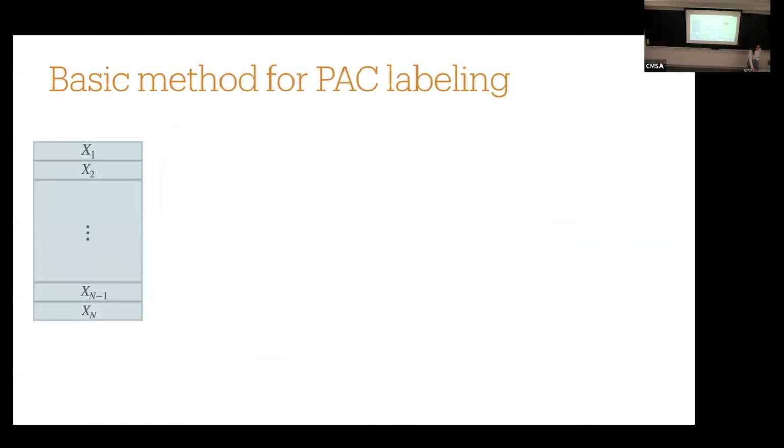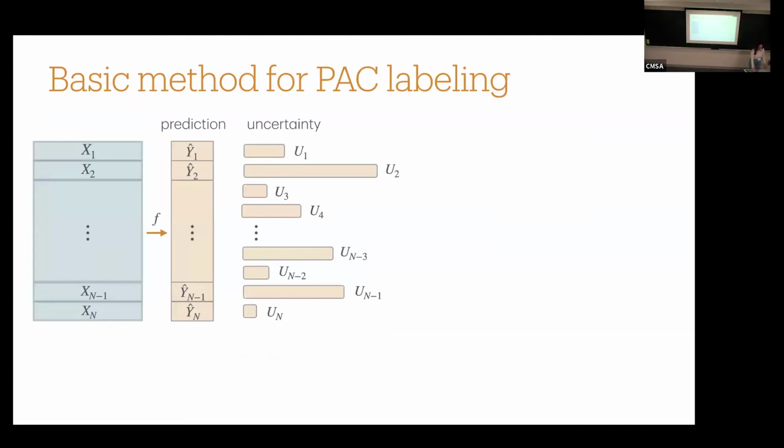Okay, great. So let's look at a first basic method that will achieve this criterion. We have our unlabeled data set x_i. We push this data set through the model f and get these AI predictions y_i hat. And now, in addition, we're going to assume that we have access to some notion of model uncertainty that we'll denote by u_i.